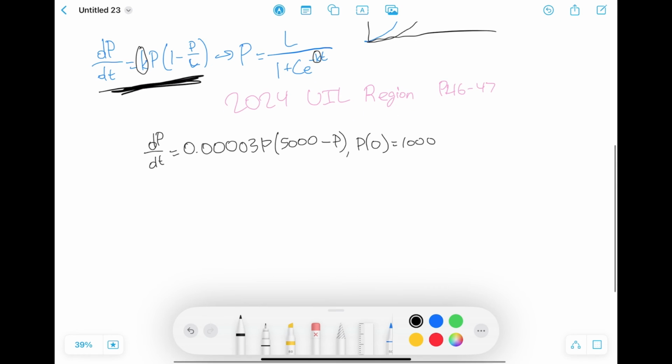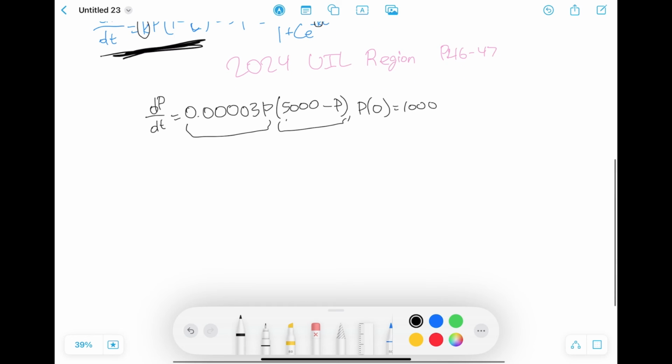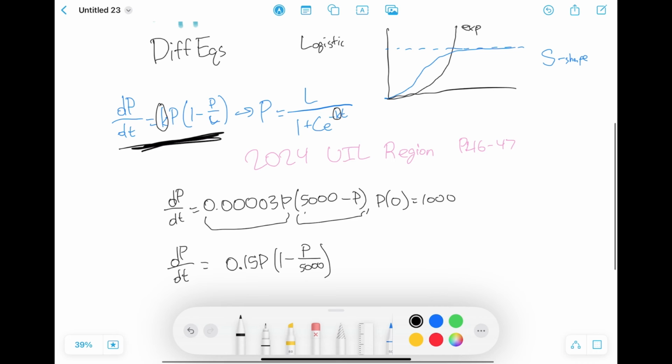You will notice immediately that this looks very close to our function right here. Since we want p divided by something and we want this to be a 1, let's divide this section by 5,000 and multiply this by 5,000. If we do that, we can rewrite dp over dt as 0.15p times 1 minus p over 5,000. And this already tells us a few things. Number one, we now know the k value, and we know that our limiting capacity is going to be 5,000.